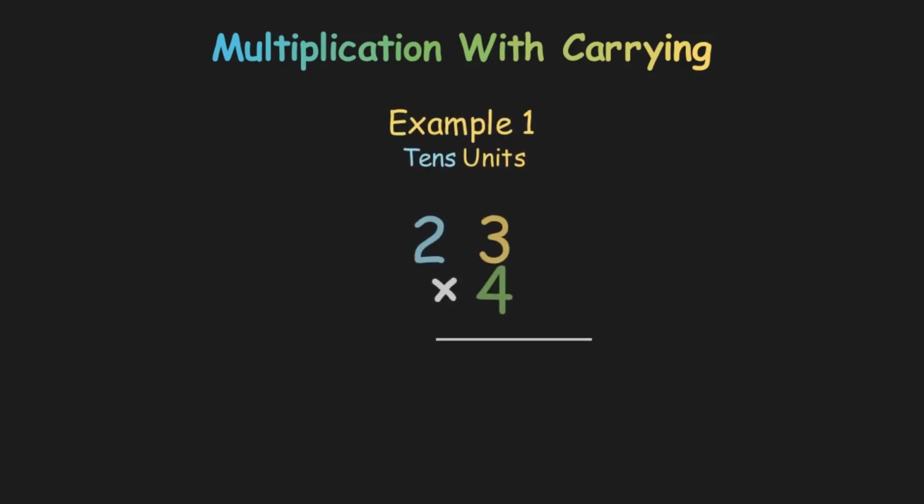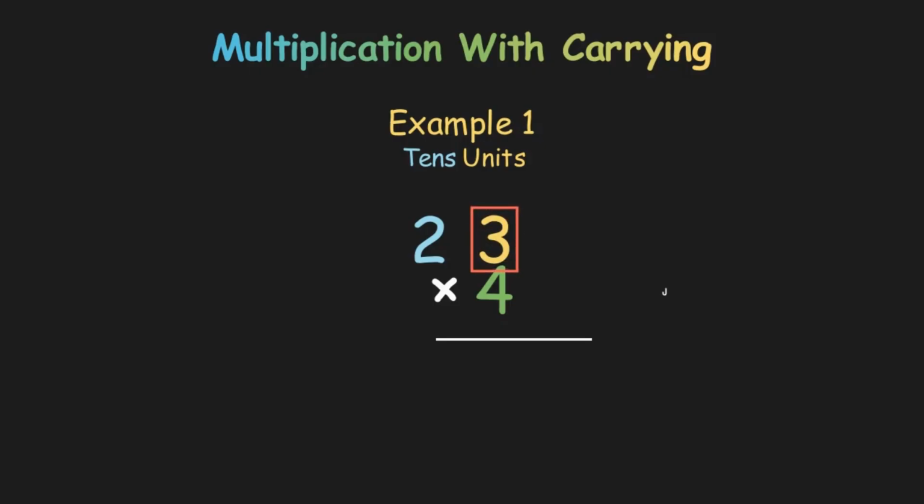Now, we're going to learn how to multiply 2-digit numbers with carrying step by step in a fun and easy way. Let's look carefully at example 1. First, we arrange the numbers according to their place values. Tens under tens and units under units. We always begin from the units column.